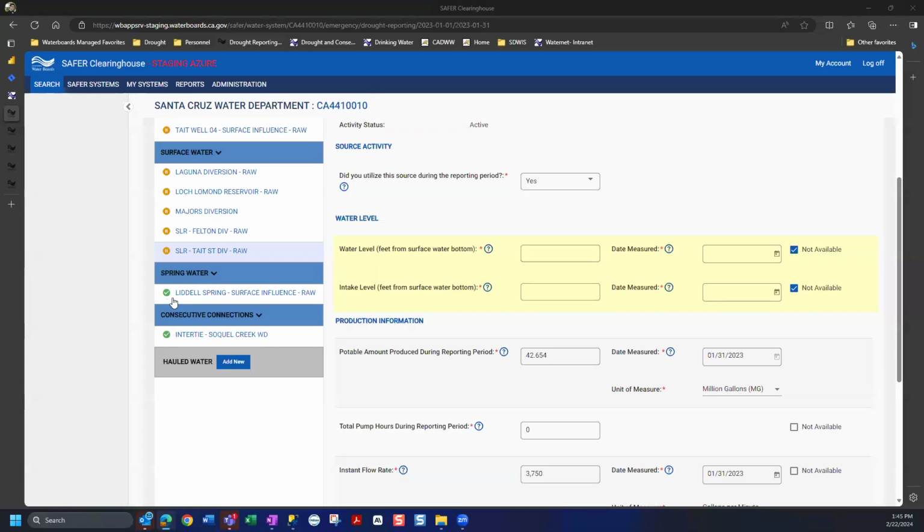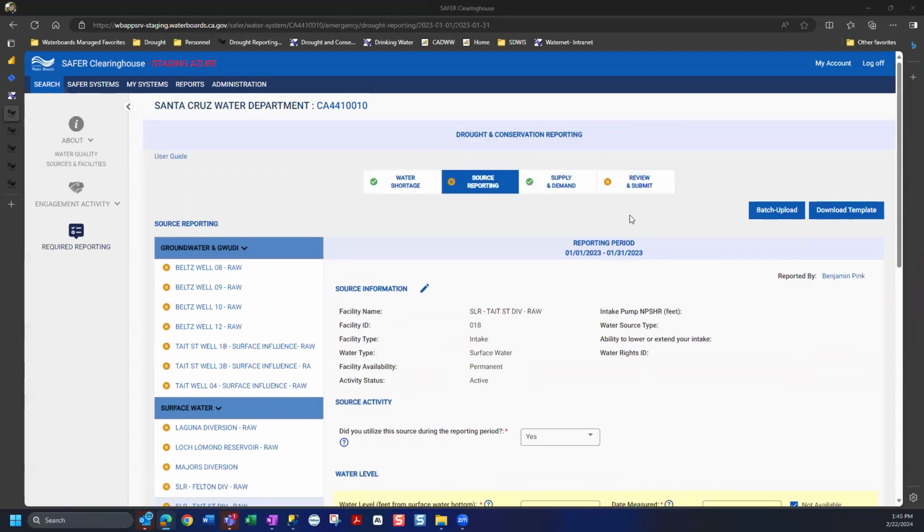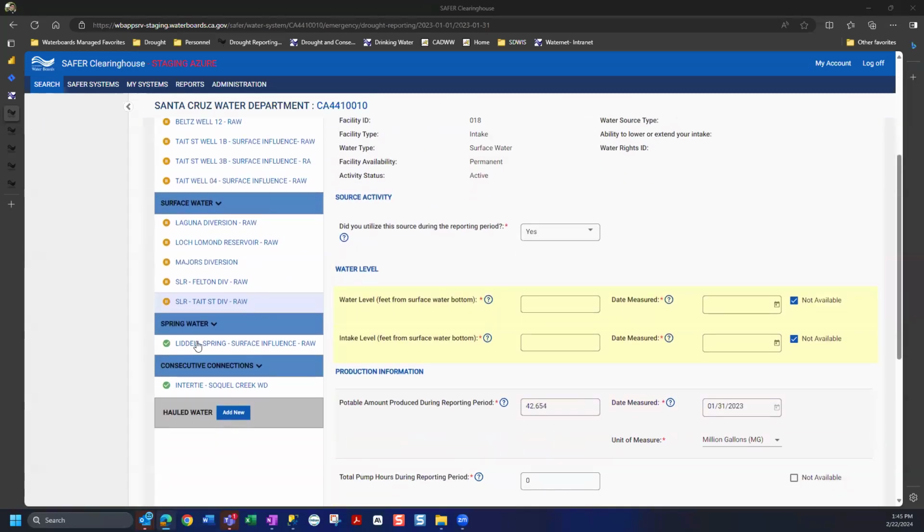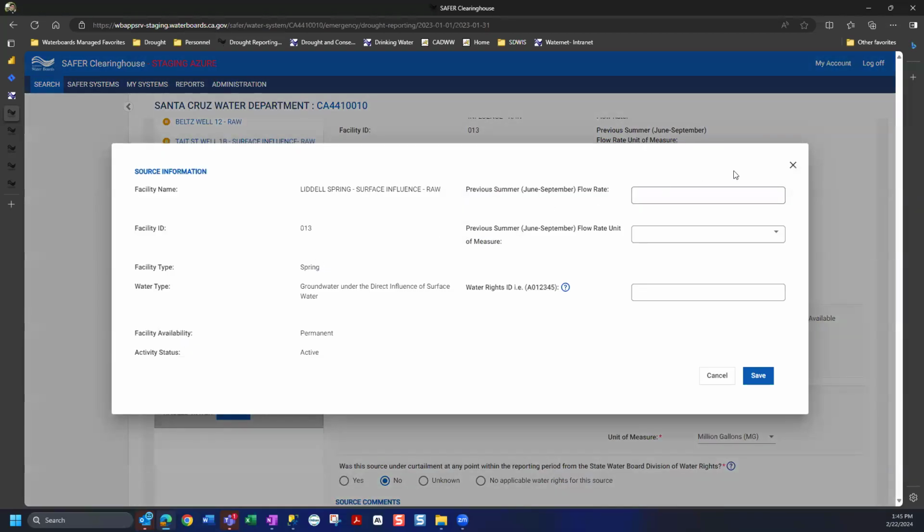Okay, so now we're going to go into spring water in a drought and conservation report, what the spring water fields look like. So I'm going to click into spring water, the spring water source type here. You can see this pop-up shows up. This pop-up is optional information.